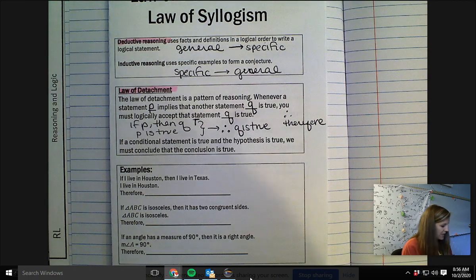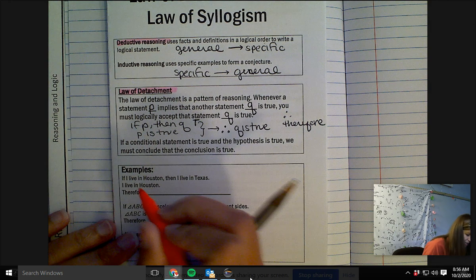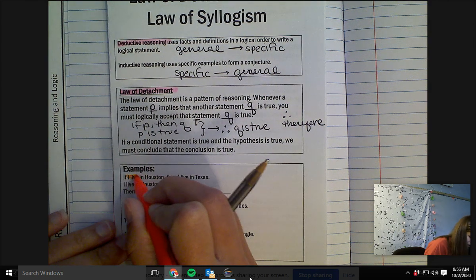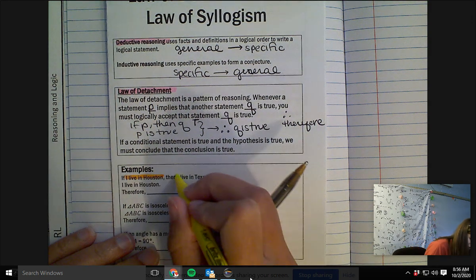So some examples of that, and again, I like to use color for this to show where these things are repeating themselves or being true. So if I live in Houston, then I live in Texas. So we have this hypothesis here that if I live in Houston, then I live in Texas. And that is a true statement.